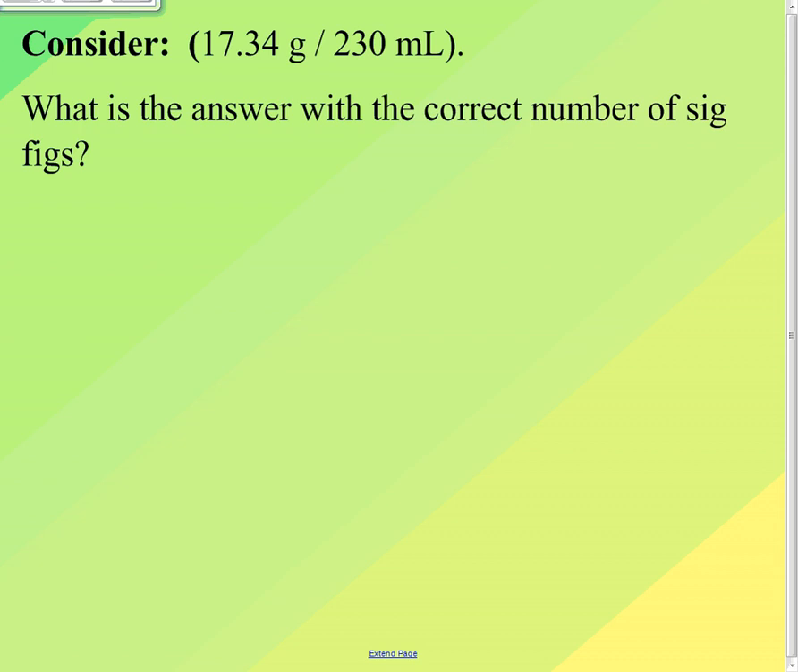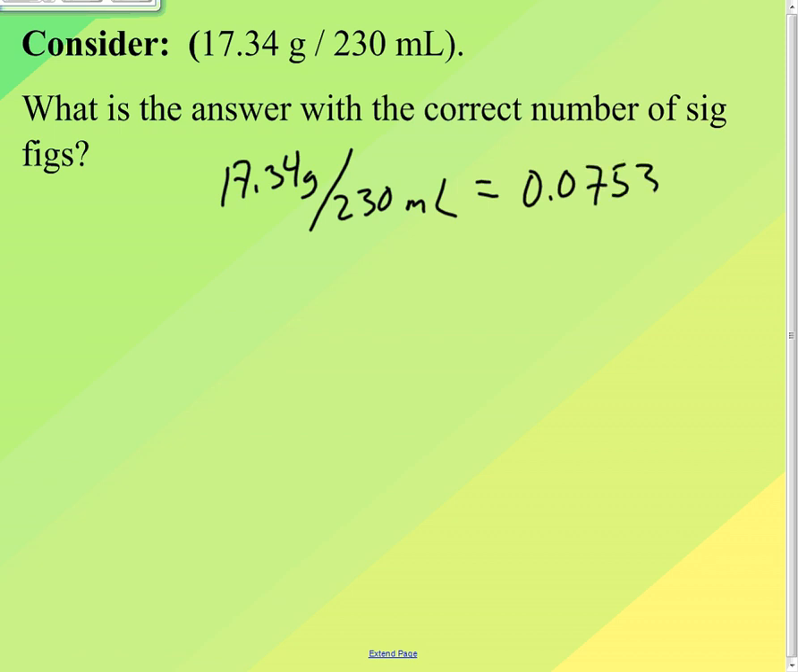Sorry. We have 17.34 grams, and I'm dividing that by 230 milliliters. What's my answer? Okay, 17.34 grams divided by 230 milliliters. I use my calculator. Good, my calculator says 17.34 divided by 230, and I get 0.07539. Good. Now we have to figure out how many sig figs.